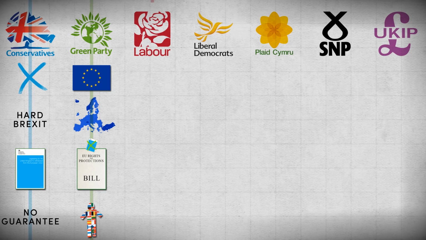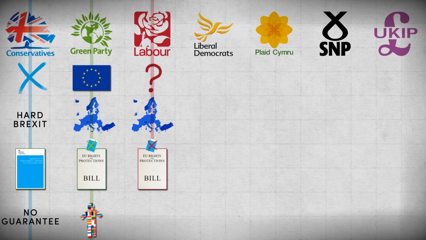Labour state that they accept the referendum results but do not rule out a second referendum to ratify the final deal. They wish to remain in the single market and customs union and would reject no deal as an acceptable outcome, but would keep leaving the single market on the table during negotiations. The Great Repeal Bill would be replaced with an EU Rights and Protections Bill that would prevent the government from making changes to workers' rights or environmental protections. They would also guarantee the right for EU nationals to remain in the UK.